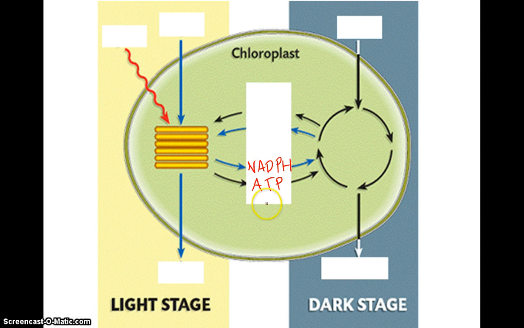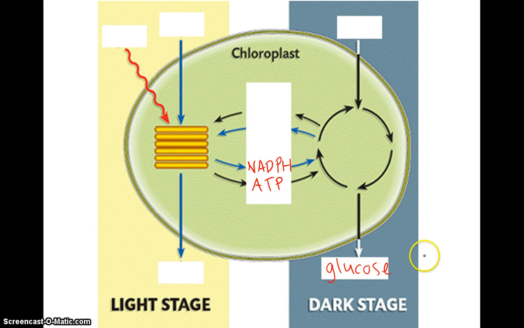So the whole purpose of the light stage is to make those two molecules, because they're going to go over to the dark stage and they're going to allow that cycle to run so the dark stage can produce what the plant wants, which is glucose. So here's our end product that is wanted from photosynthesis, and it's going to be made in the dark stage, but it can't be made unless the light stage makes these two energy molecules. So please remember that. It's very important. It's the link between the light stage and the dark stage.